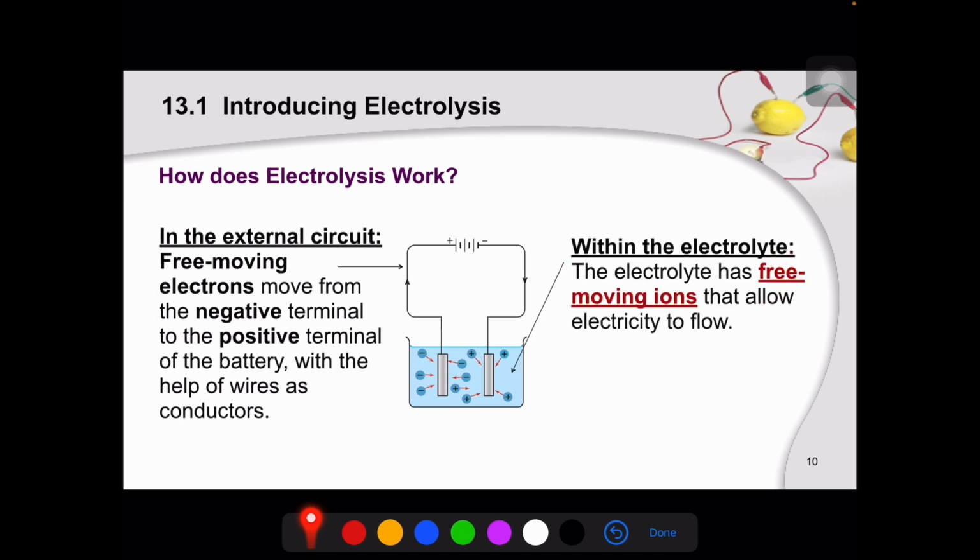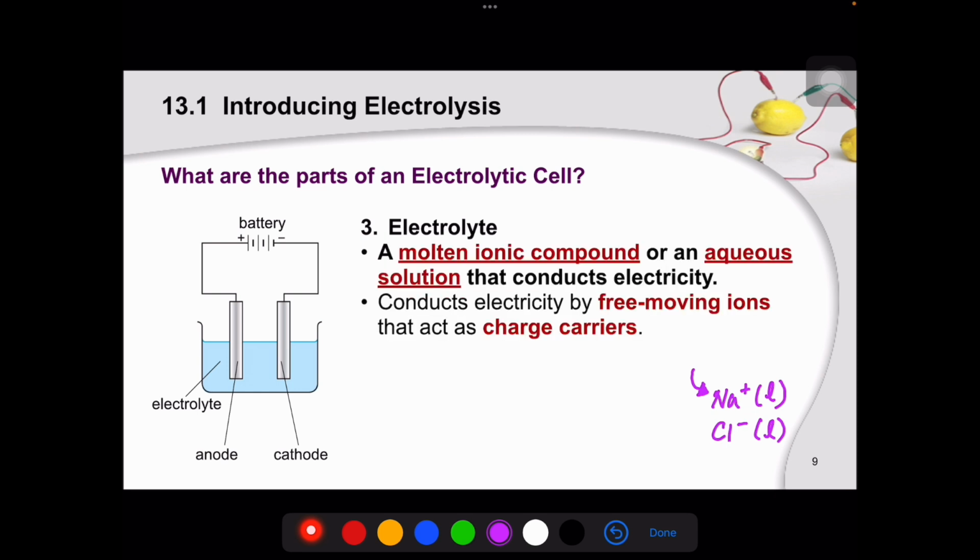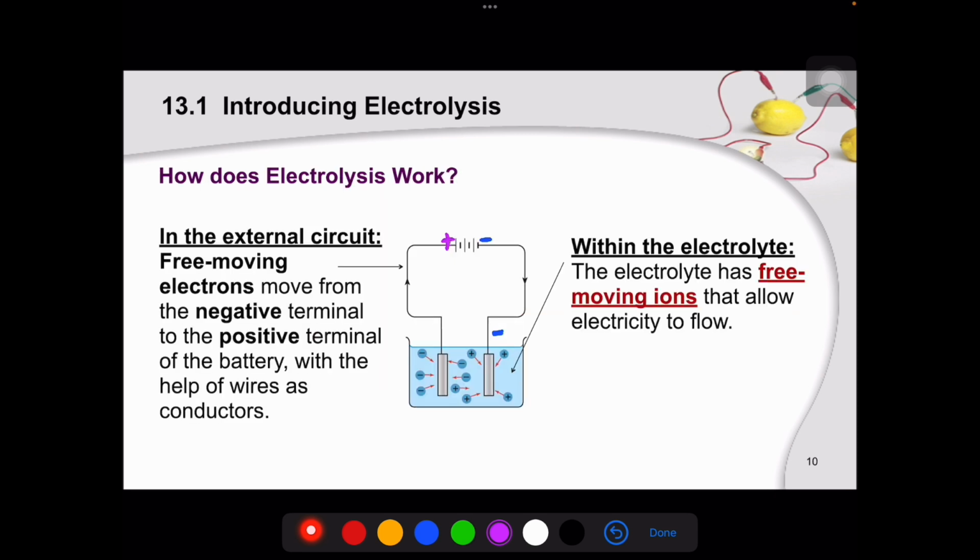So, free moving ions, if you recall, they're actually able to move around, and how they move is that they actually move based on the charge on the electrode. Now, this is a negative charge on the battery. When the wire is connected to this electrode that you see over here, this electrode will also be negatively charged. This is a positive charge of the battery. When this positive terminal is attached to this part of the electrode, this electrode will now be positive.